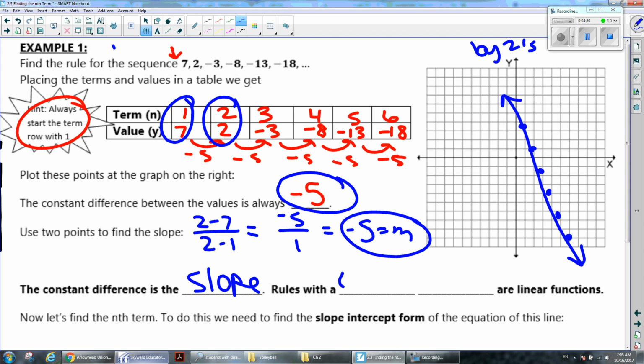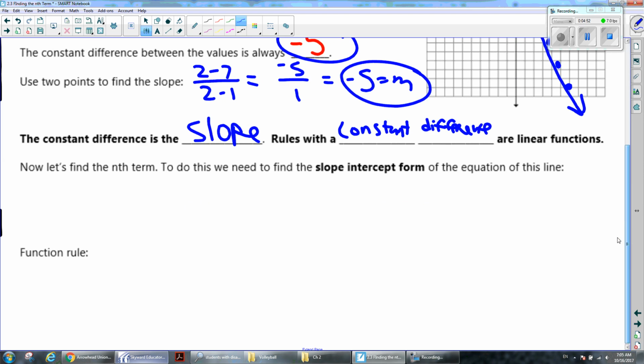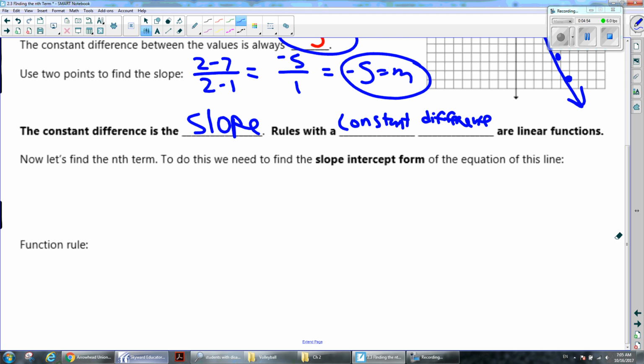Rules with a constant difference are linear functions. They keep the same slope the whole time, just like a line does. Okay, so now let's find the nth term. To do this, we need to find the slope-intercept form of the equation of this line. Well, we know the slope.